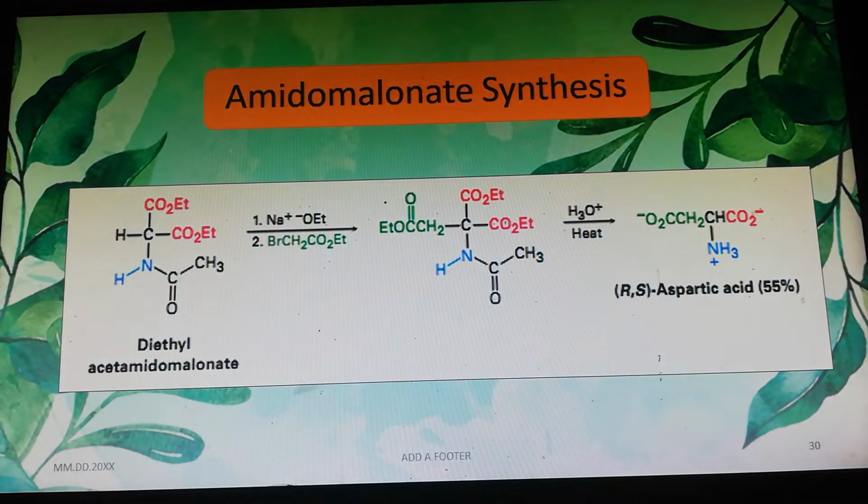Okay. So another synthesis is the amidomalonate synthesis. It is a more general method for preparation of alpha amino acids. The reaction begins with the conversion of diethyl acetamidomalonate into an enolate ion by treatment with base.